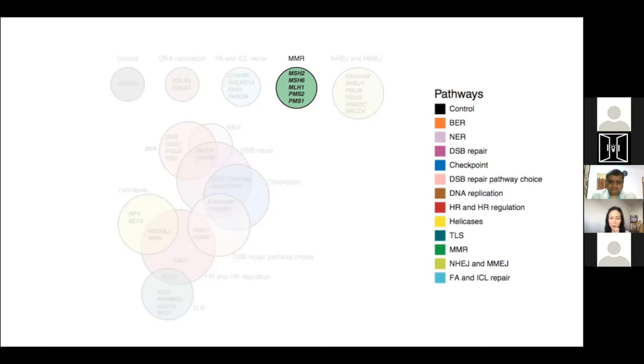I'm going to focus on mismatch repair, because mismatch repair deficiency tends to be a dumping ground of high tumor mutational burden and microsatellite instability. And I hope that you'll see that actually there's a lot more granularity than that.